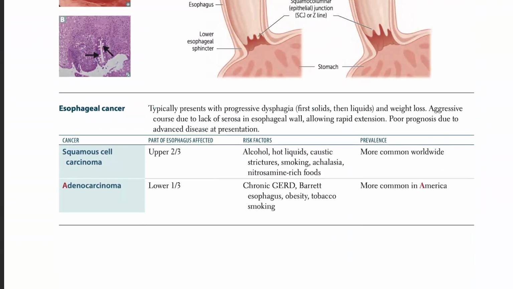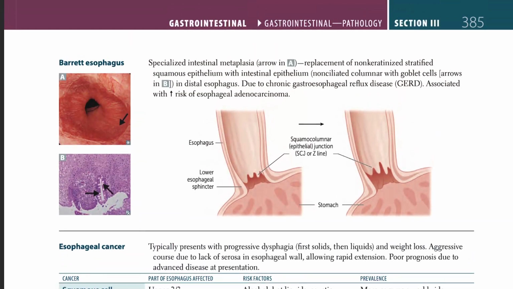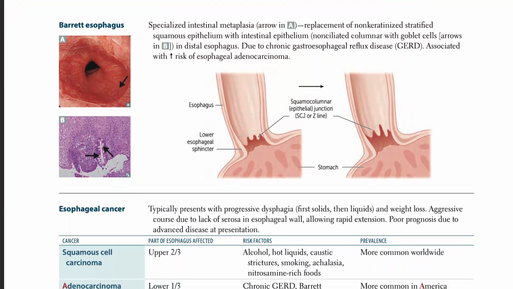Okay, yeah, let's hit the esophagus for today. Okay, so Barrett esophagus. What is Barrett esophagus? Barrett esophagus is specialized intestinal metaplasia. Specialized intestinal metaplasia. Arrows in B, arrows in A.